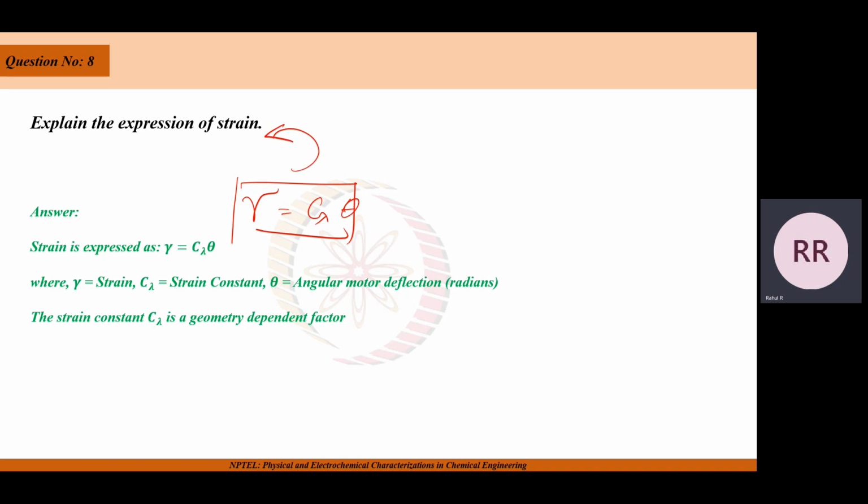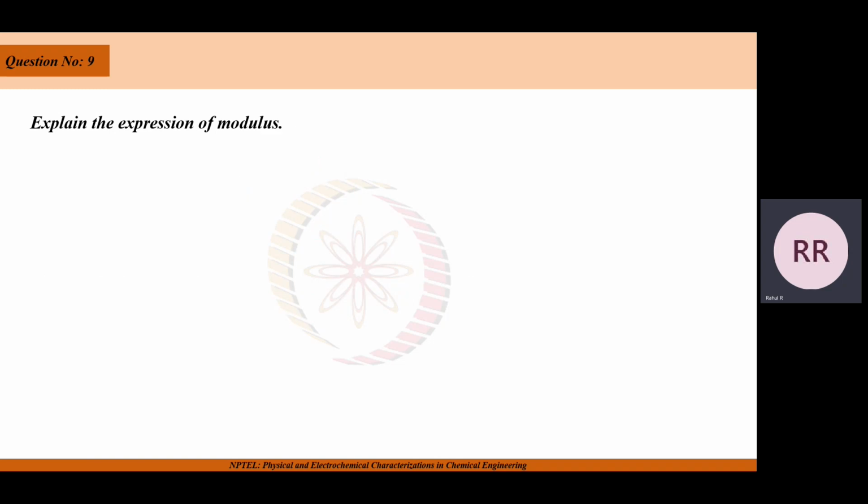This is the expression for strain. I hope this is clear to you. Now let's move to the next question: explain the expression for modulus. Just try to get the modulus, then I will discuss this.